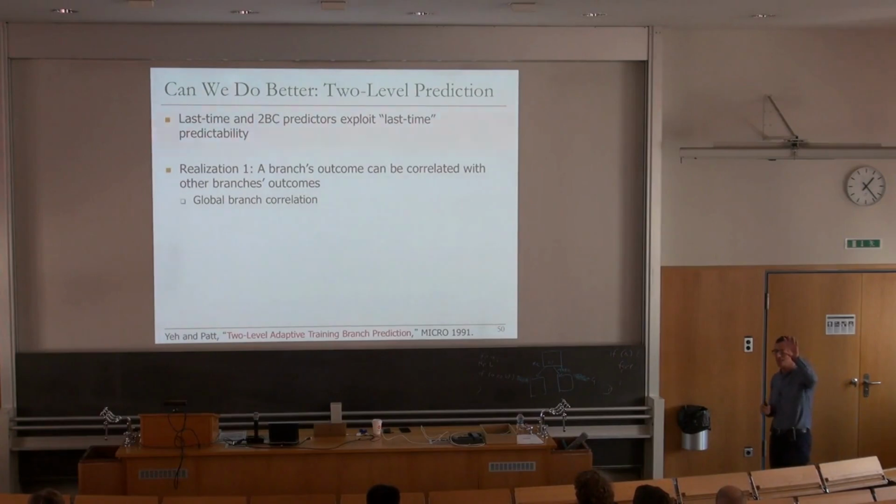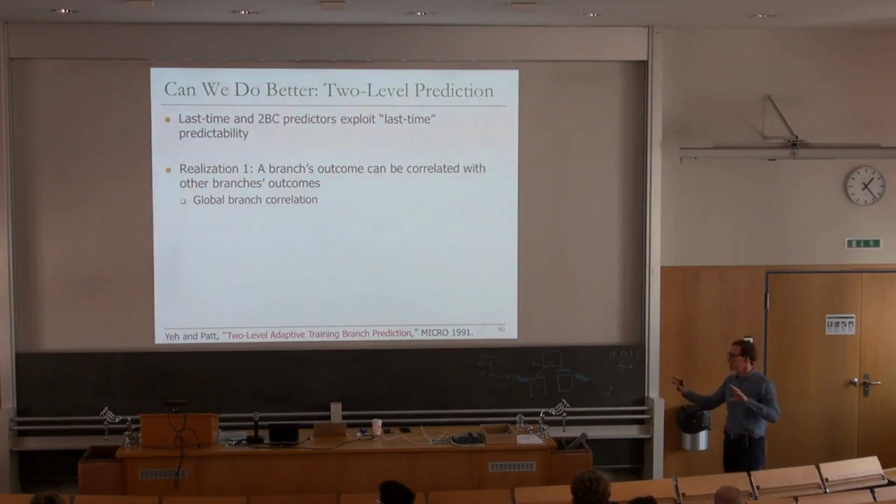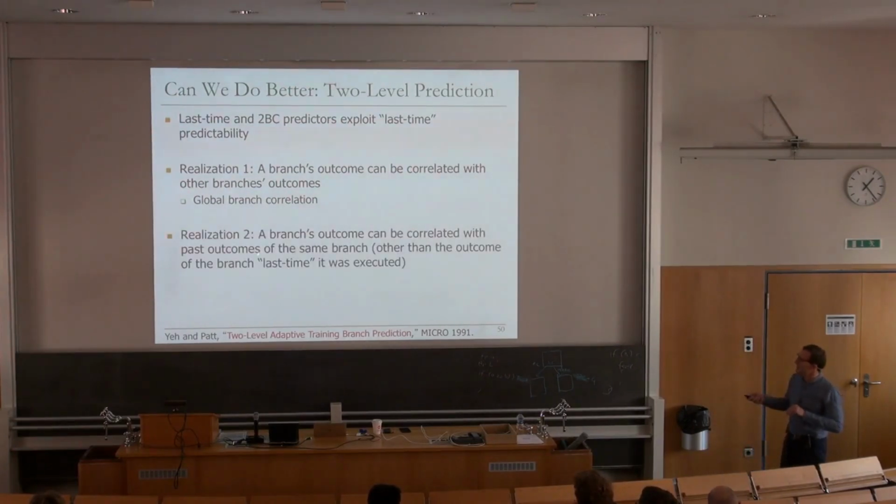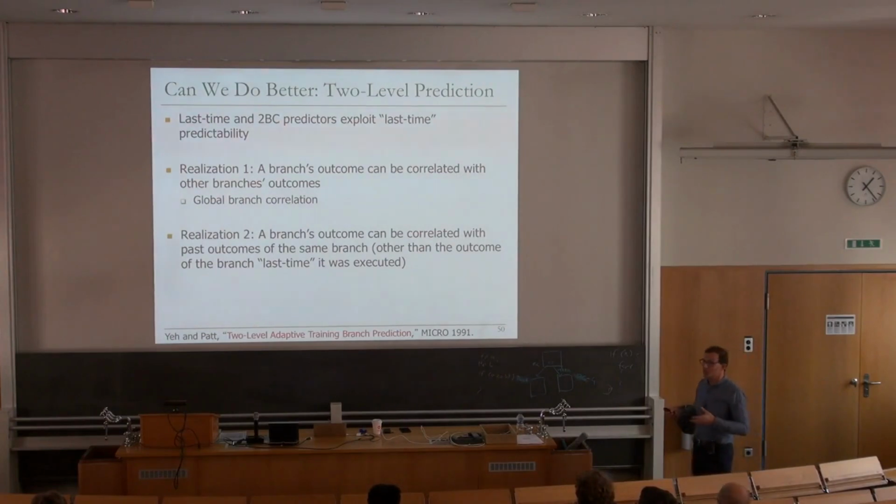If branch X is taken and branch Y is taken, and maybe branch Z is also taken. So now you don't look at this branch's history only, but you look at history of different branches and where they went. And we're going to motivate it. And the second realization is that a branch's outcome can be correlated with the past outcomes of the same branch.